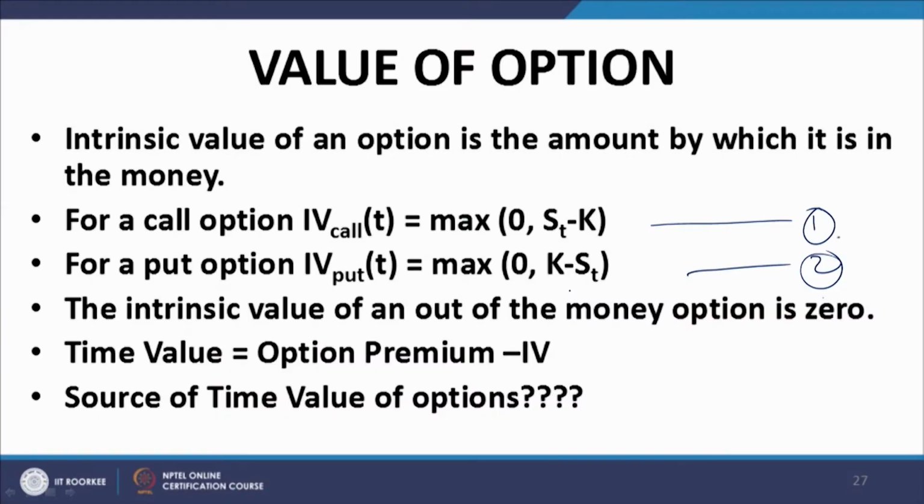Now, the second part is the time value of the option. The market price of the option is usually greater than the intrinsic value, and the differential between the market price of the option and its intrinsic value represents the time value of the option. The time value of the option arises from where? We will come back to it, but before that let us finish off with the notation.